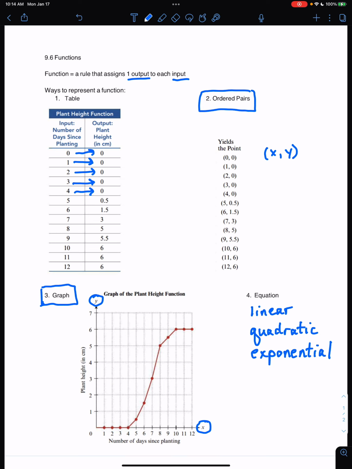So we can take data that we have represented in a table, as ordered pairs, or in a graph, and we can write an equation. For example, a linear function would be y equals mx plus b. We'll get into that a little bit in the next section. So all that to say that functions can be represented in different ways, and these are some of the ways to represent a function.